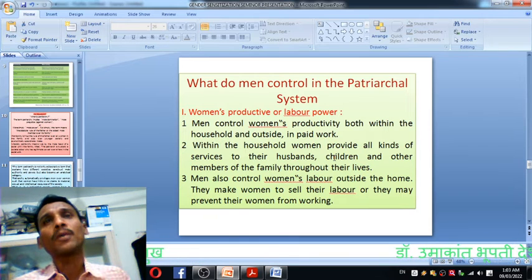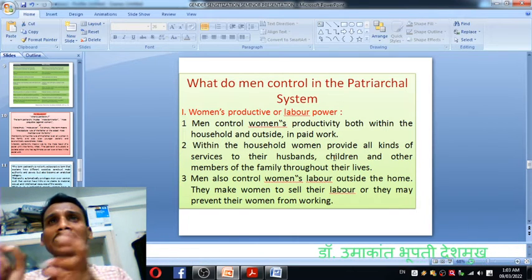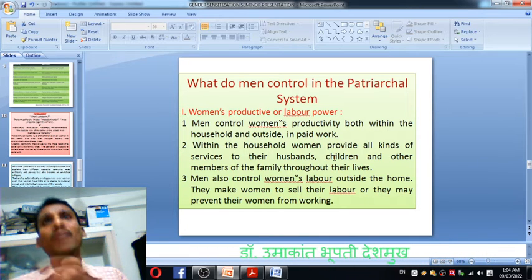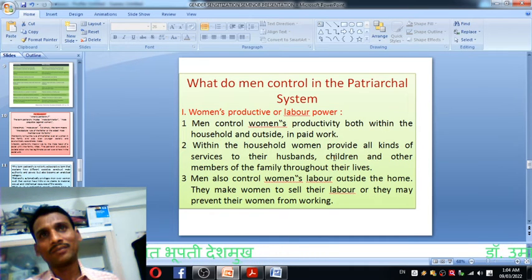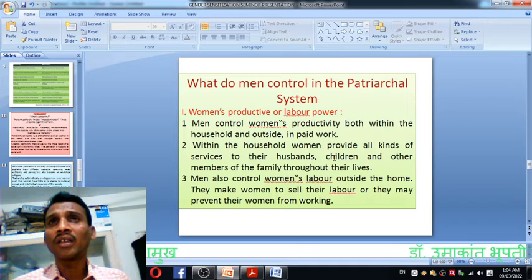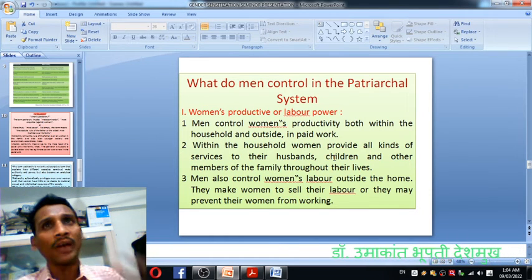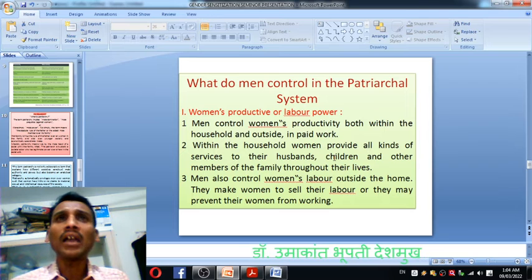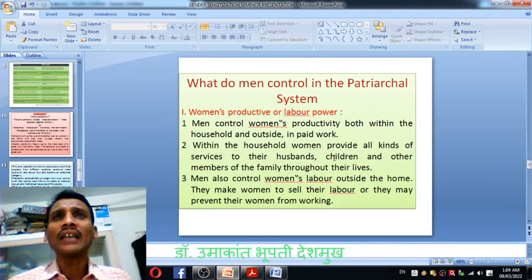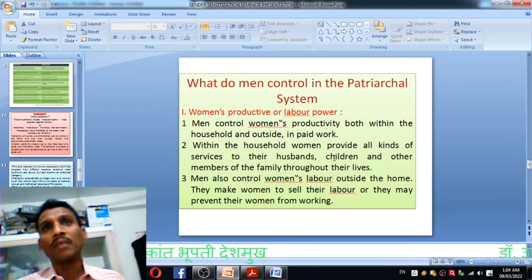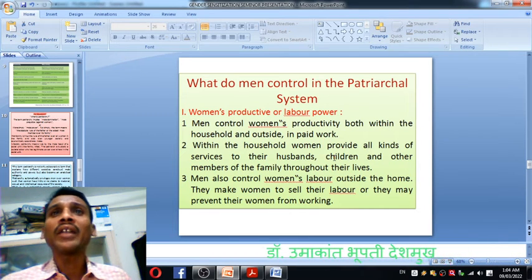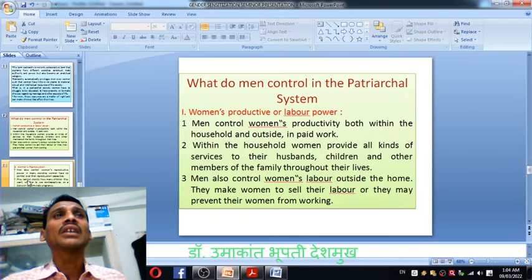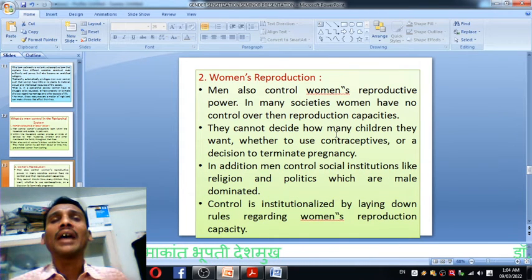So the first power is that they understand that women are labor. The first concept given here is women's productive or labor power. Men control women's productivity both within the household and outside in paid work. Within the household, women provide all kinds of services to their husband, children, and other members of the family throughout their life. Men also control women's labor outside the home. They make women sell their labor, or they may prevent women from working. In this way, men control women as labor.